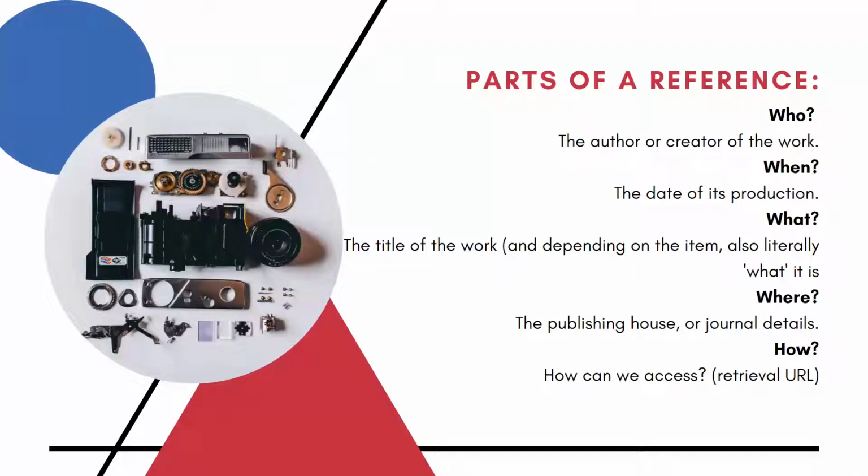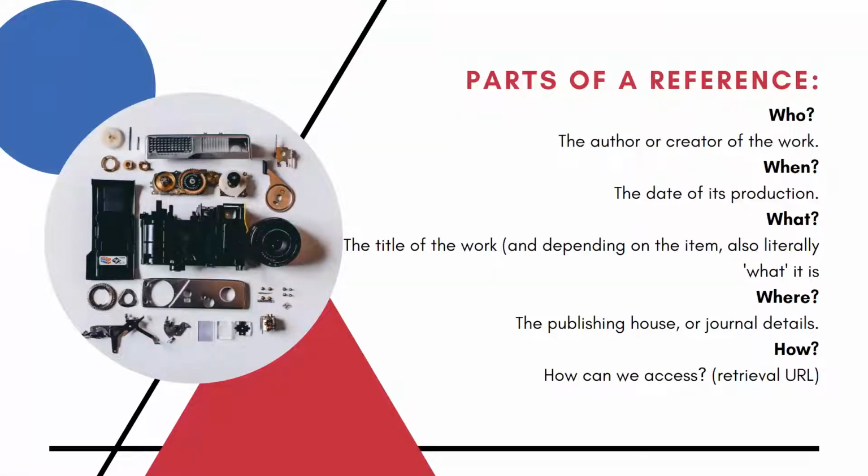The where, again, can be a couple of different things, but it's about the publishing house, the place that it was published, or if it's something like a journal article, where you've accessed it. What journal have you accessed? Where has it been published? Like which particular journal, which volume and edition. And then lastly, the how, which doesn't always actually come up.